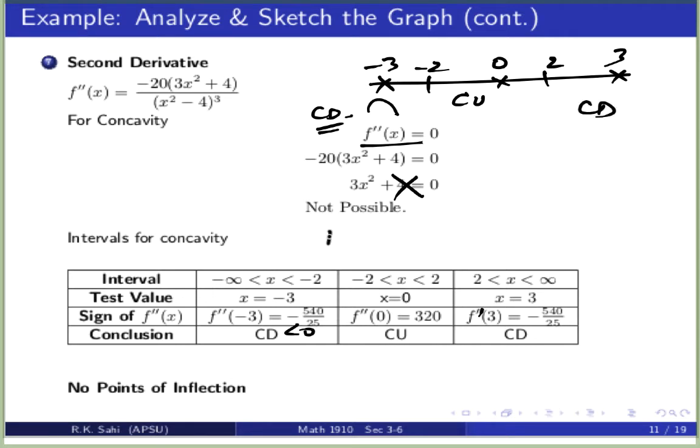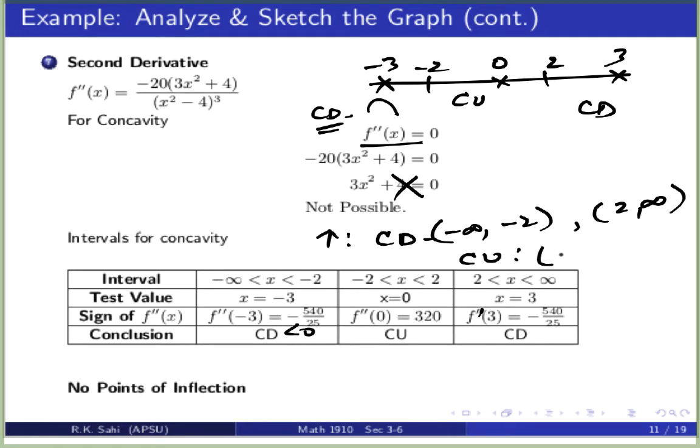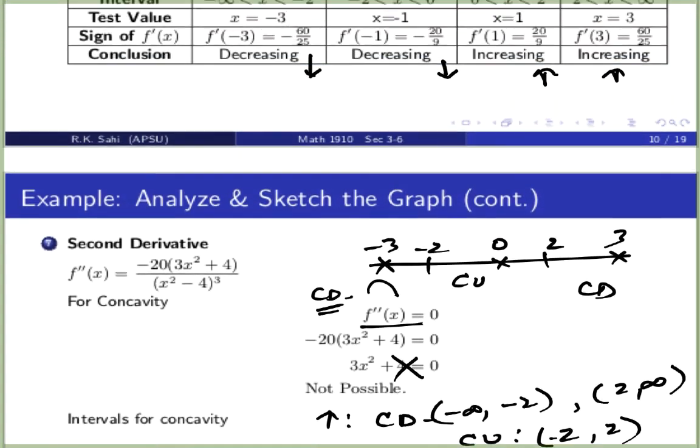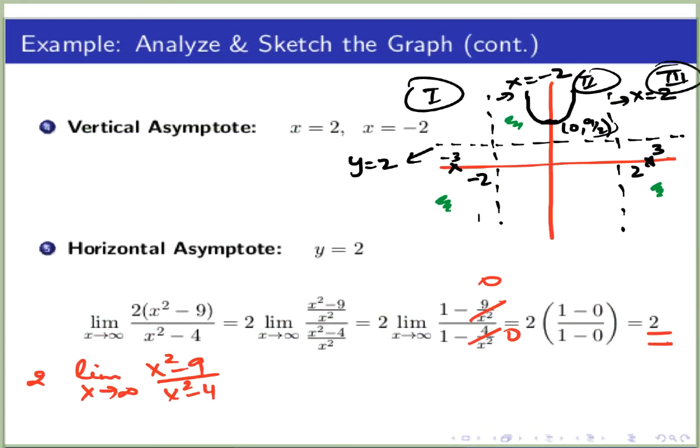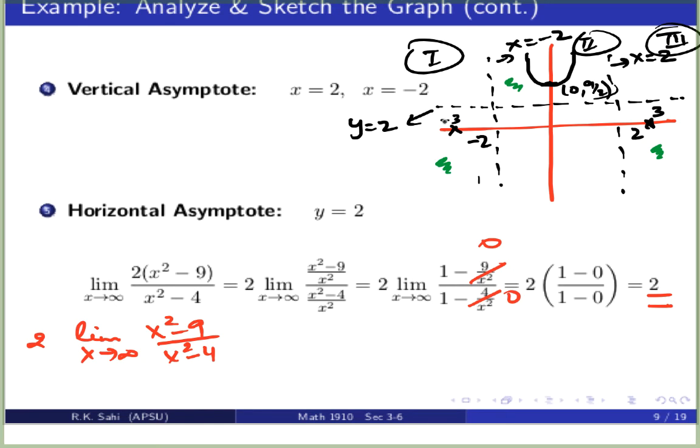So what are our intervals? The concave down intervals are minus infinity to minus 2 and 2 to infinity. And the concavity up is from negative 2 to 2. So when we come back here, that means the graph is concave down and it's going to go through negative 3. So I can eyeball it like this. And again, it's concave down. Just make a rough sketch, just a rough curve over here.